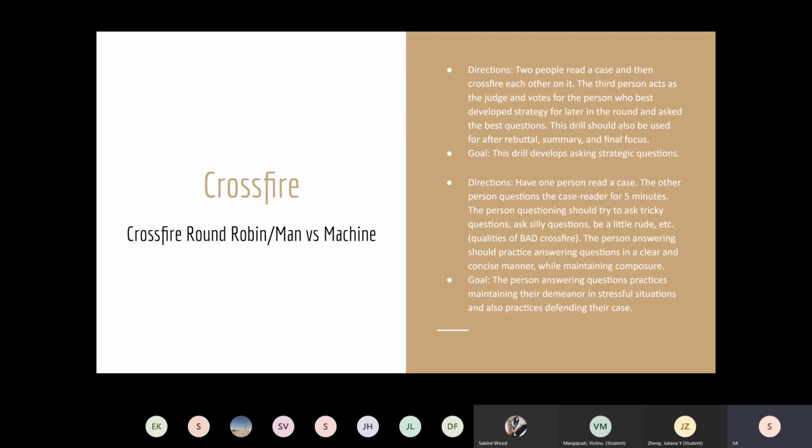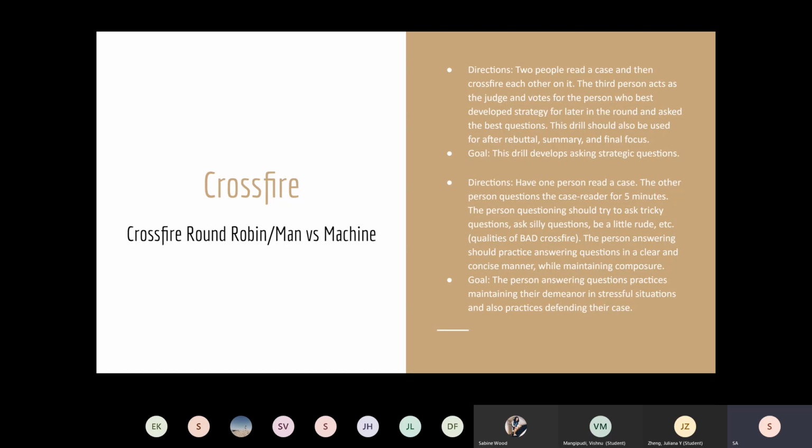Last but not least, crossfire. You can do crossfire round robin or man versus machine. The first one, you have 2 people read a case and then crossfire each other on it. The third person acts as the judge and votes for the person who best develops strategy for later in the round and asks the best questions. This drill should also be used for after rebuttal, summary, and final focus. The goal is to develop asking strategic questions.